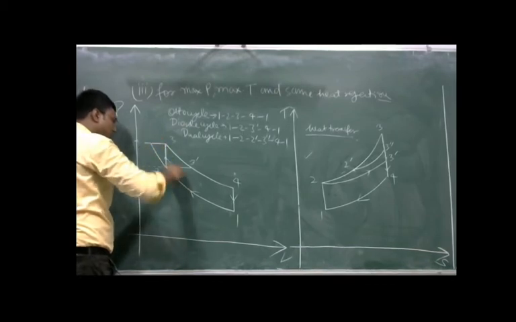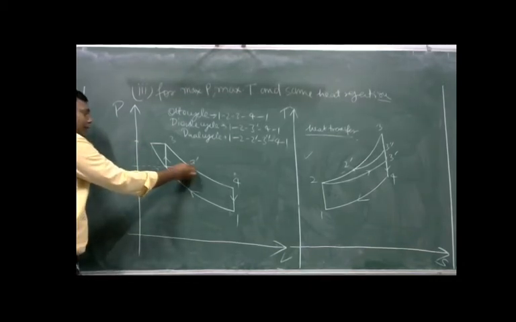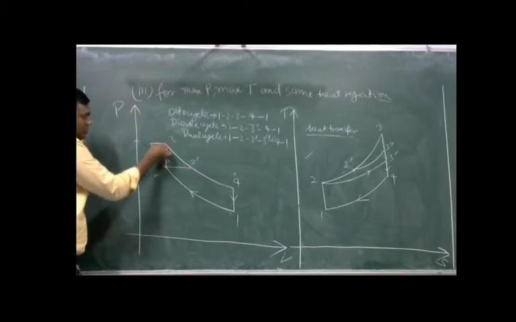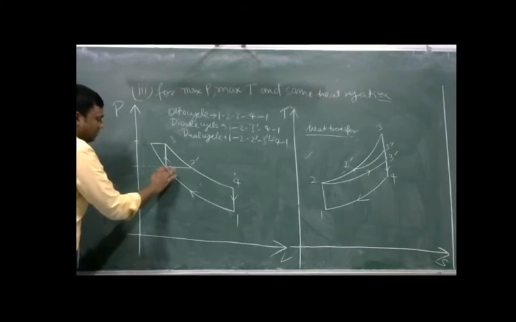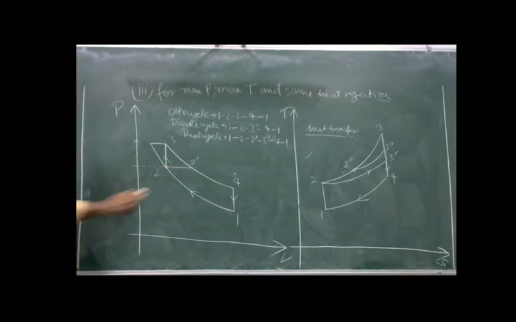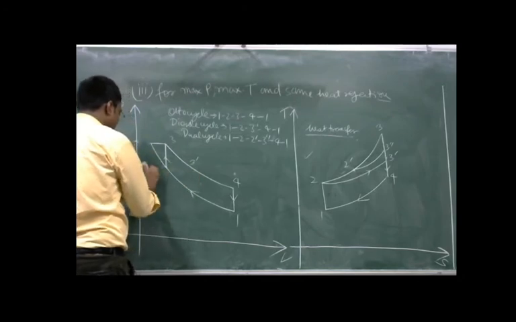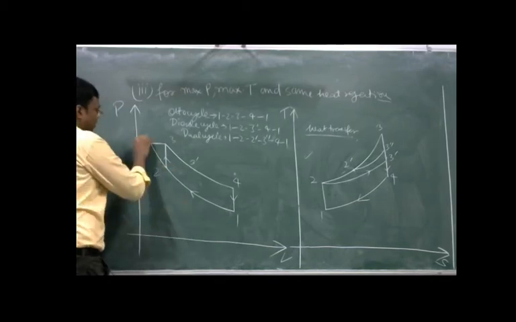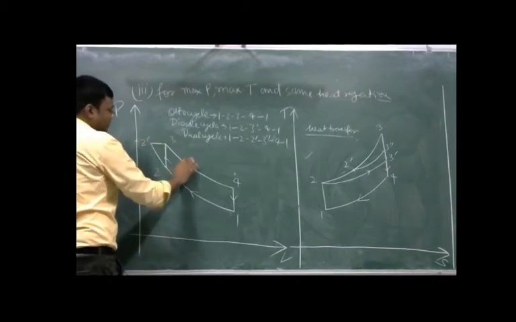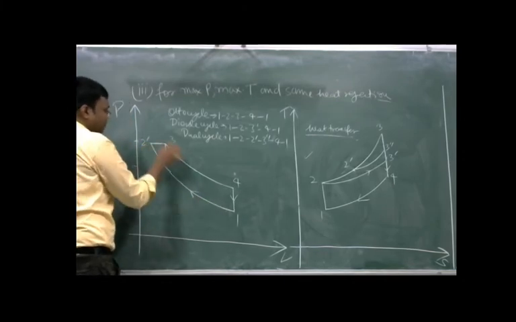So we have to draw like this. To make this point and this point same, we have to draw this line from here. Now for the diesel cycle, we can easily see that 1 2 3 4 is the Otto cycle, and 1 2 dash 3 4 is the diesel cycle.